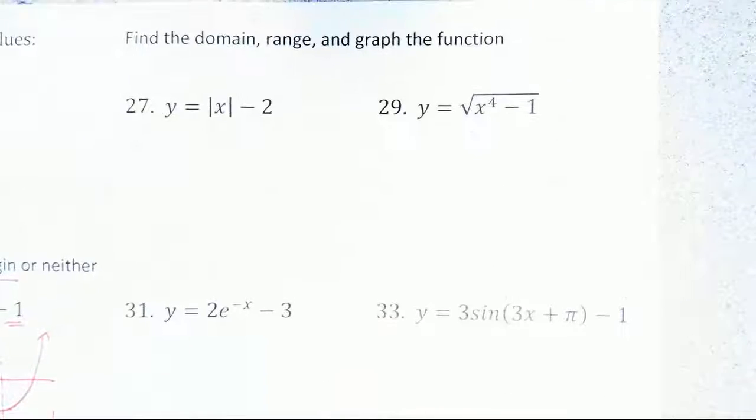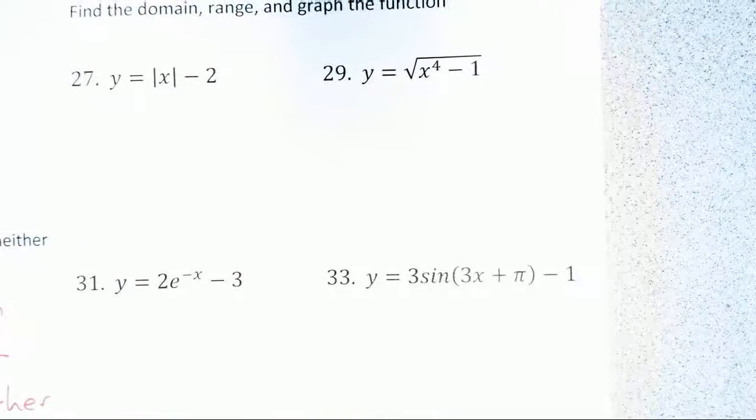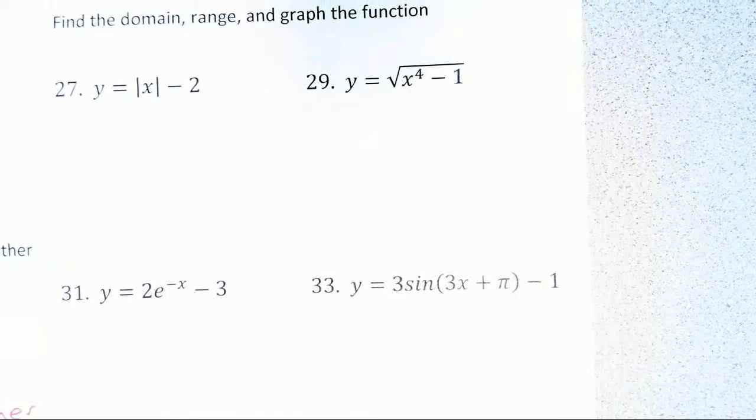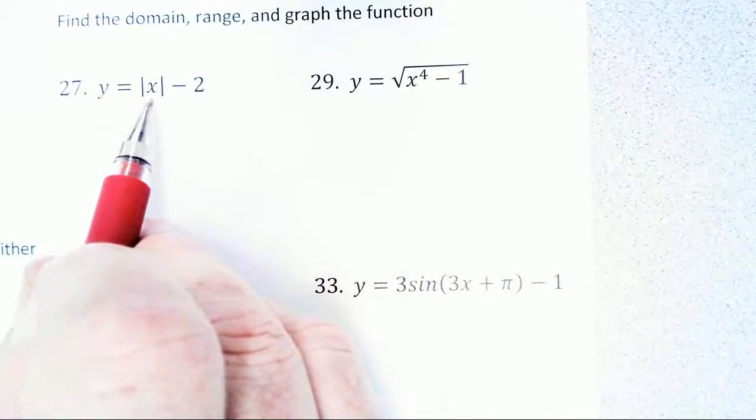Okay, we got 6 more problems we're going to take a look at in this video. Number 27, we are to find the domain and the range. Domain's pretty easy. Domain is what value can I put into the function for x that we couldn't calculate with. Our calculator would give us an error. So I just take it step by step.